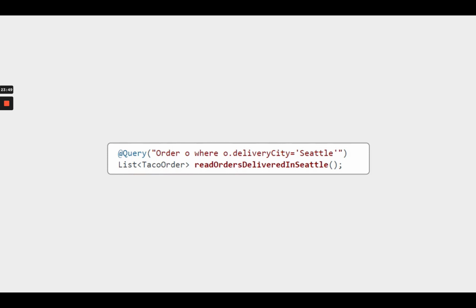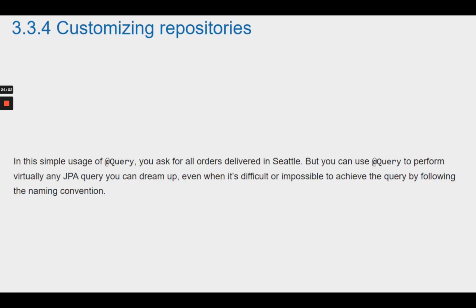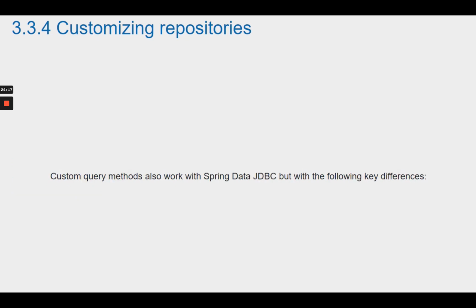In that case, feel free to name the method anything you want and annotate it with @Query to explicitly specify the query to be performed when the method is called, as this example shows. In this simple usage of @Query, you ask for all orders delivered in Seattle. But you can use @Query to perform virtually any JPA query you can dream up, even when it's difficult or impossible to achieve the query by following the naming convention.